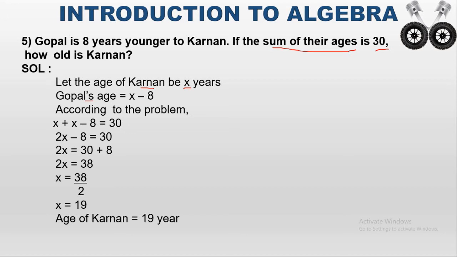So 2x equals, so on the LHS we have minus 8. When it comes to the RHS, it will become plus 8. So 30 plus 8 is 38. So 2x equals 38. On the LHS we have 2x. When it comes to the RHS, it will become division, that is 38 divided by 2. So when we cut 2 under 38, you get the answer as 19. So x equals 19. So what is Karnan's age? Karnan's age is 19 years.